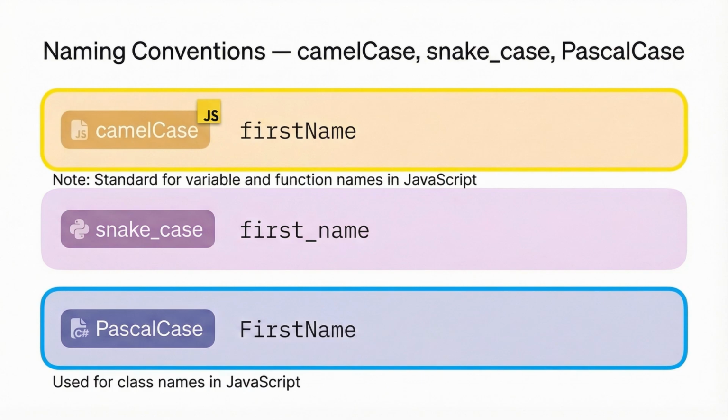So if you're naming a variable that holds someone's first name, you'd write firstName, not first_name, not FirstName. Pascal case is reserved for class definitions, which we'll cover later. Consistency with these conventions makes your code readable to other developers.